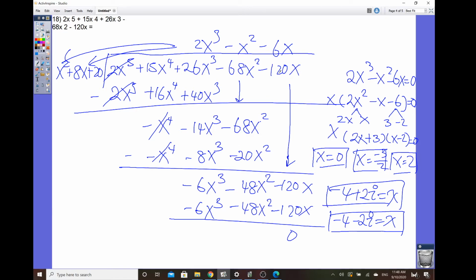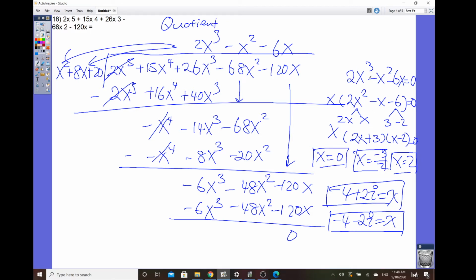And then finally, you want to bring down negative 120x, and then you multiply that by negative 6x, because eventually everything will get cancelled. So once you see everything get cancelled, that means the final remainder is 0. So once we come up with the quotient, all you need to do is just find out the rest of the rational zeros.